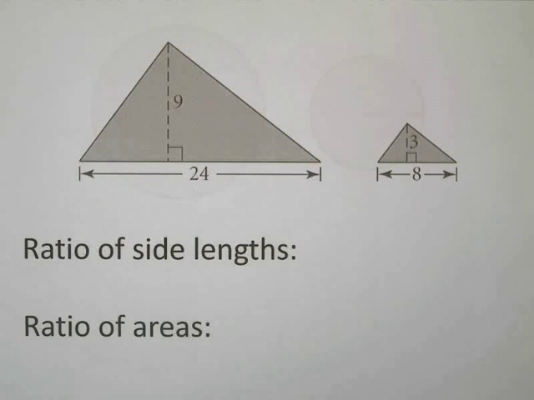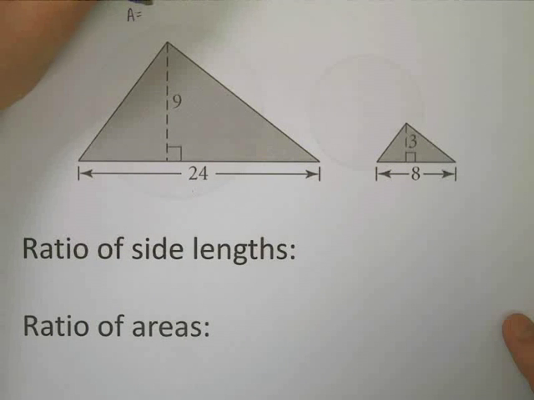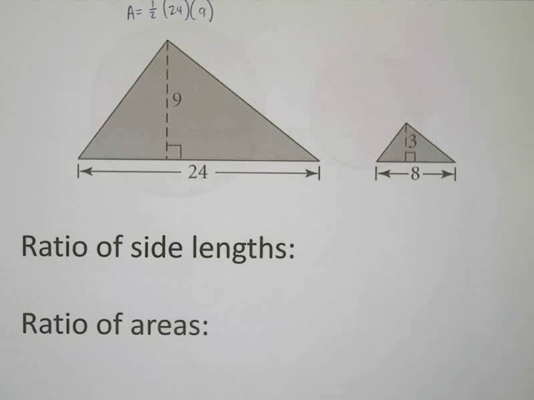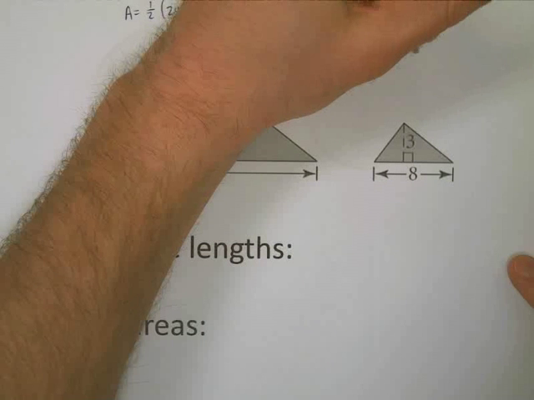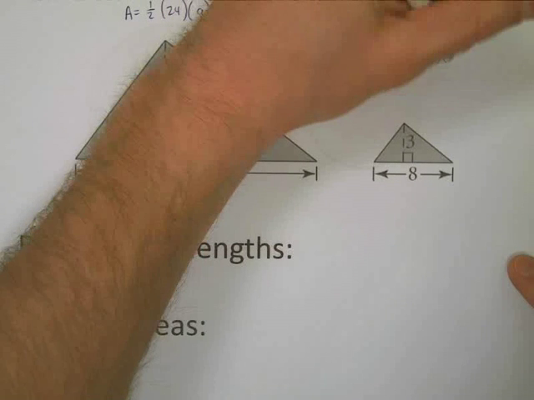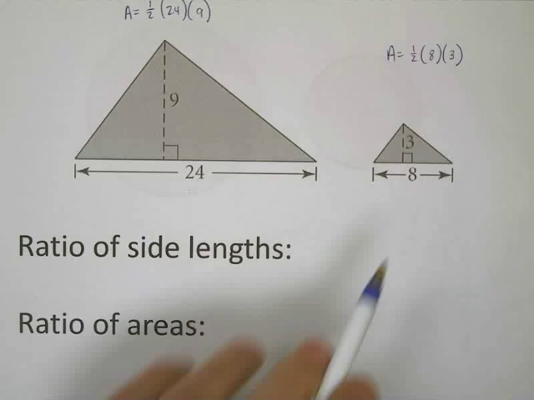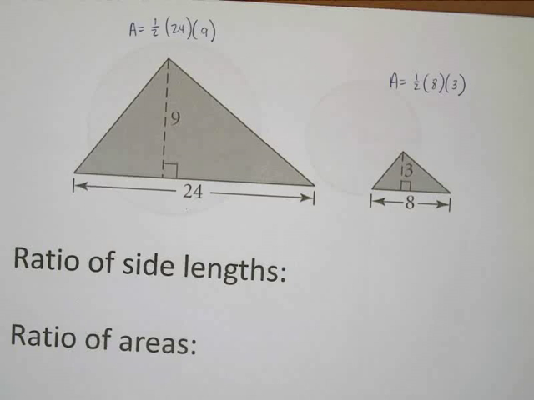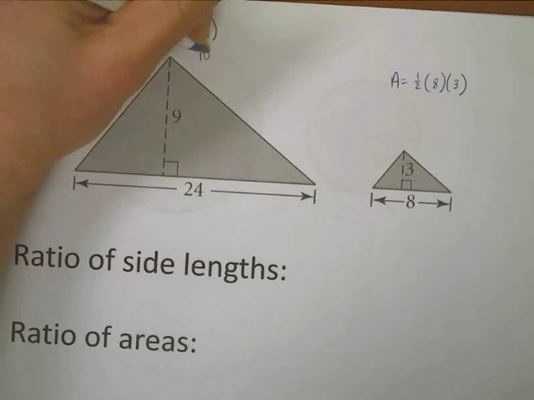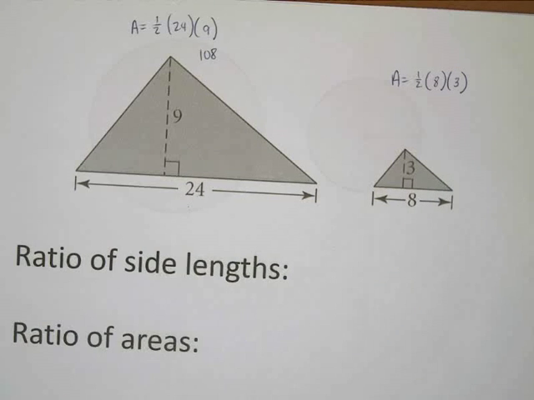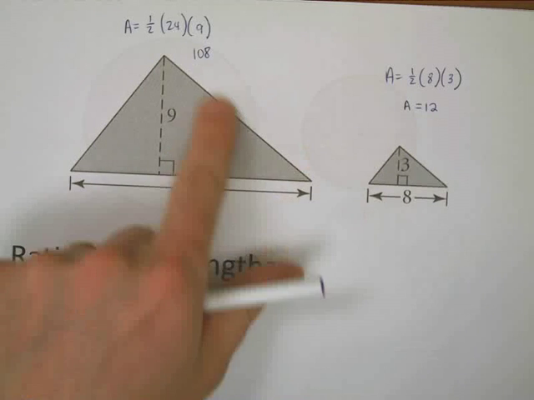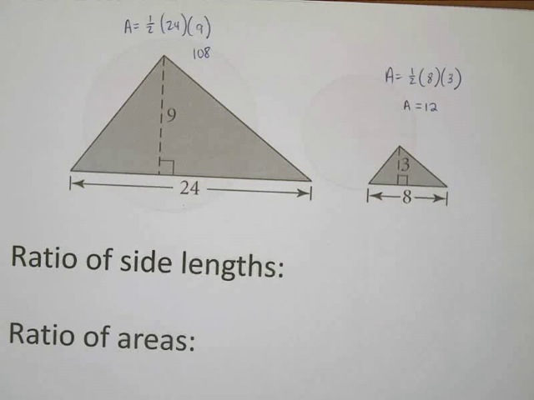Well, what is the area of the triangle to the left? I would say the area of this triangle is 1/2 of 24 times 9. And the area on this one is 1/2 base, which is 8, times the height, which is 3. And the question is, by making this shape 3 times as large to get to this shape, did I make the area 3 times as big? Valid question. The area on the left one is 108, and the area on the right one is only 12. 12 times 3 gives me 36, not 108.